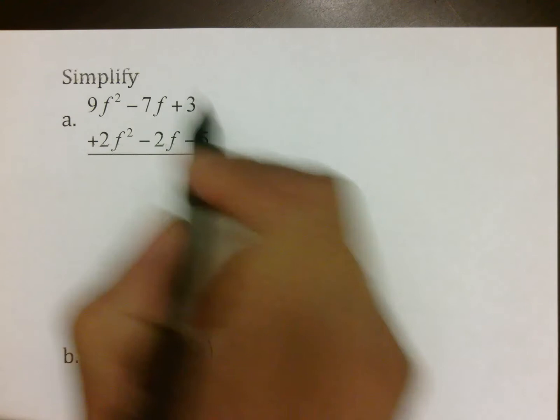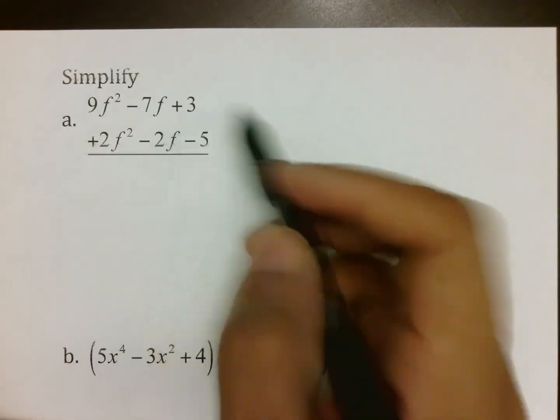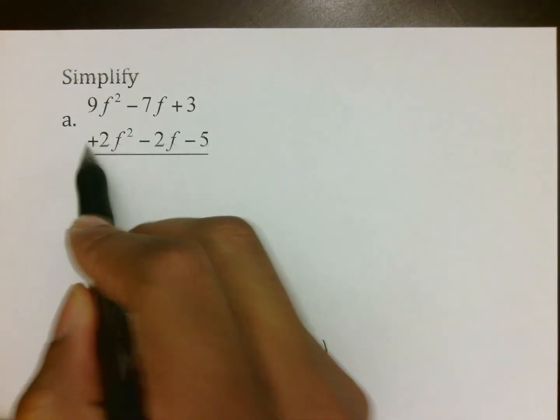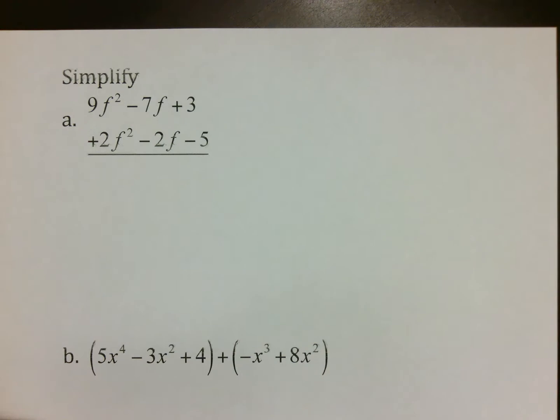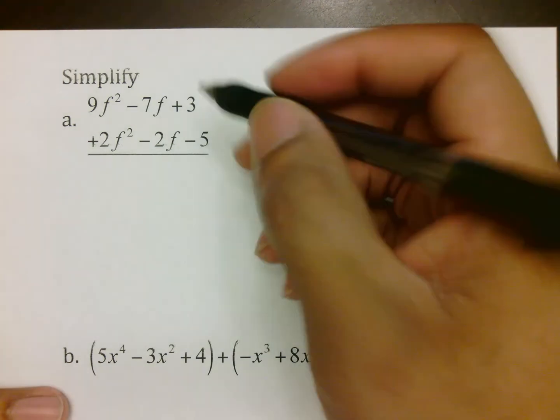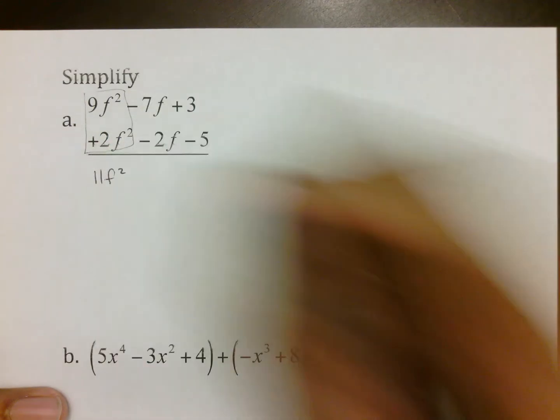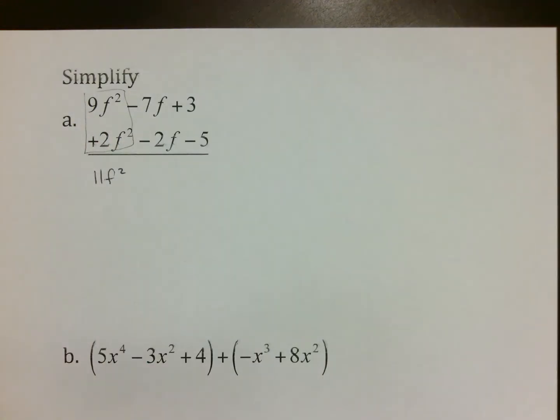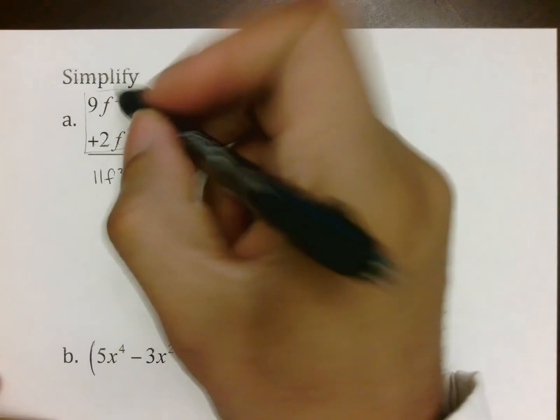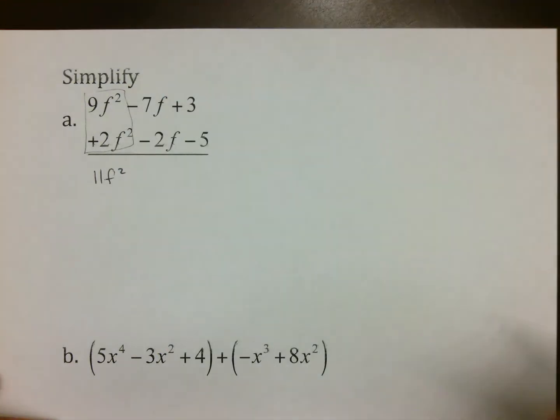You're going to see problems that look like this: 9f squared minus 7f plus 3 plus 2f squared minus 2f minus 5. And again, all we have to do is add up each term. These two things, 9f squared, 2f squared, make 11f squared. Remember, do not change the term or the label on the term, just like when we combined like terms before. If it's f squared, it stays f squared.